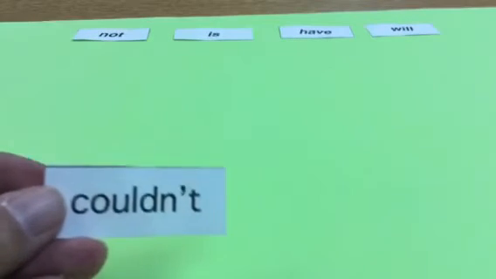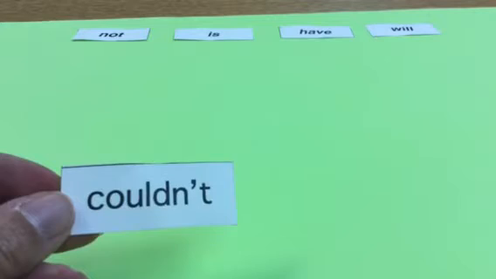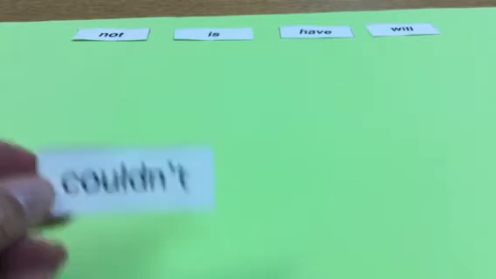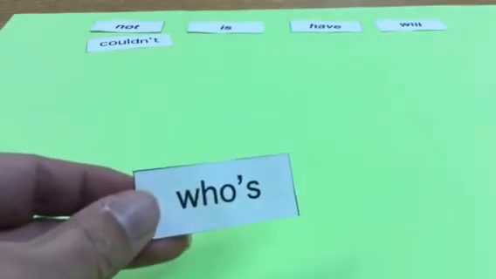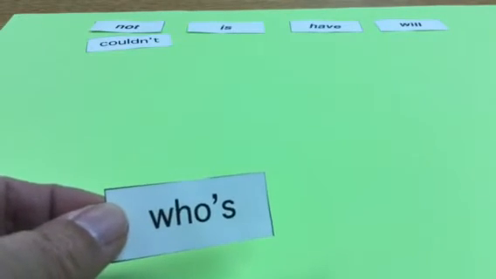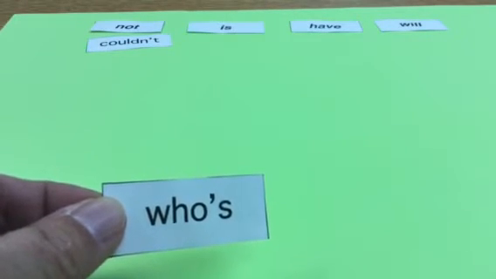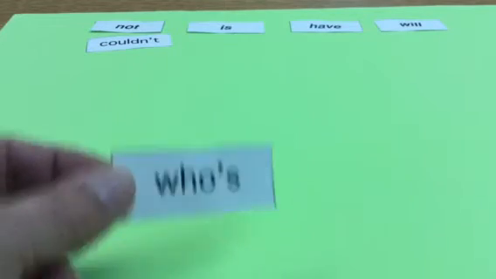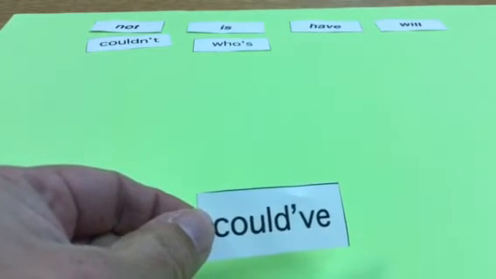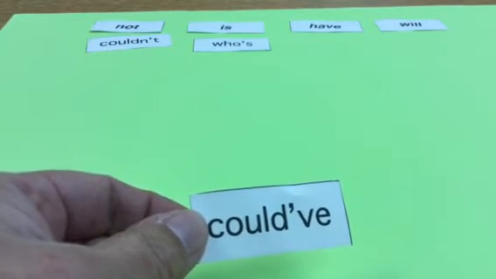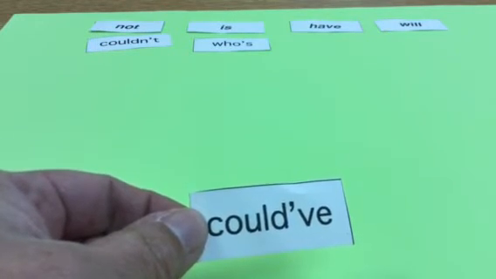So the word couldn't, we're going to shorten the word not. So you see there's an apostrophe where the O should be. Couldn't means could not, and so that goes under the not category. Who's, we're taking the I out and putting an apostrophe in its place, and who's is short for who is. And then we have the word could've, and could've is short for could have. So the word could is still in place, but we take the HA off of have, and we get could've.